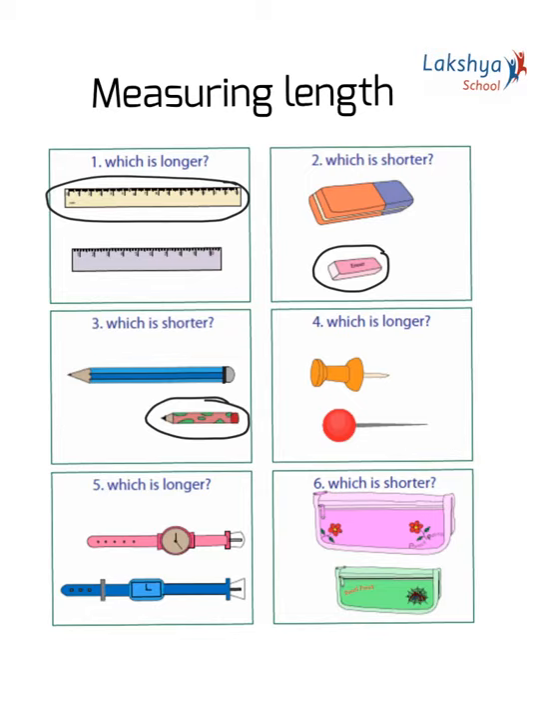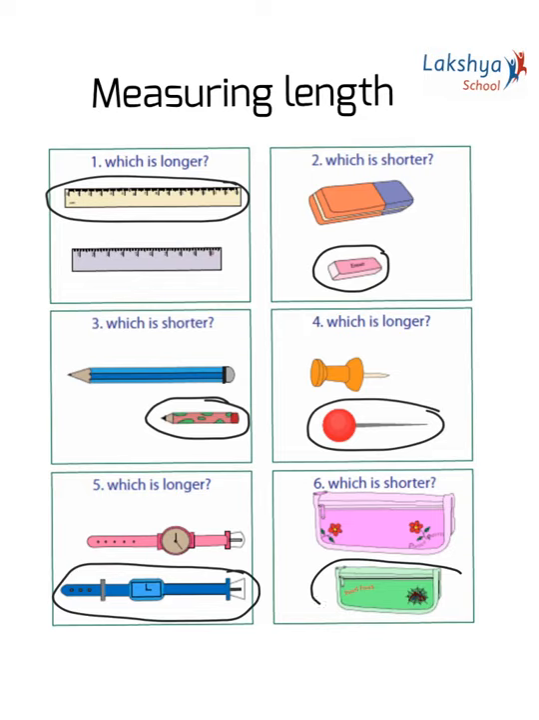Which is longer out of the board pens? I see that this is longer. Which watch is longer? The pink watch or the blue? I find the blue watch longer. Which is shorter of the two pouches over here? The pink or the green? So the green is shorter compared to the pink. This is how we compare objects.